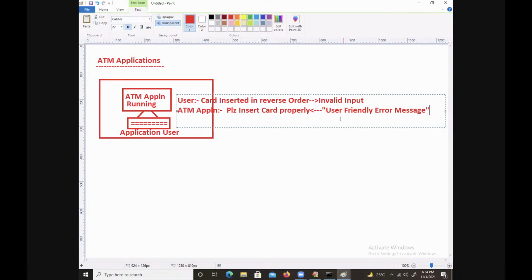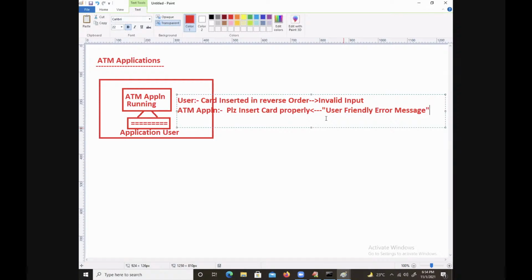That is known as which message? All of you should note it: user-friendly error message. Even in shortcut you can say it, since typing takes more time: UFEM, user-friendly error message.